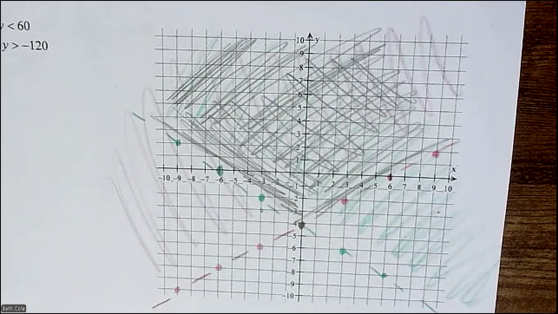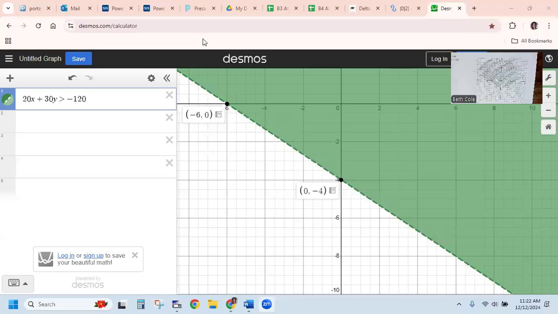What were you going to ask me? How do we know which way to shade now? The calculator, you look at it. So when I share the screen, do you see how it's above? But do you also see how this is a greater than? Greater than means above and less than means below. But just type it in the calculator.